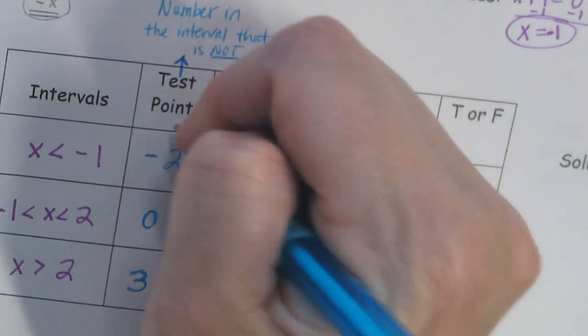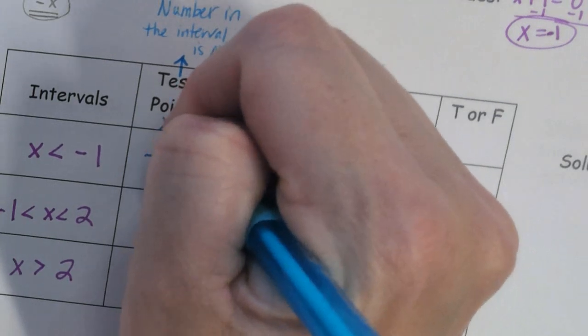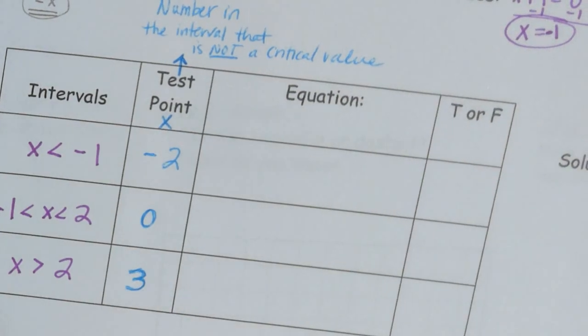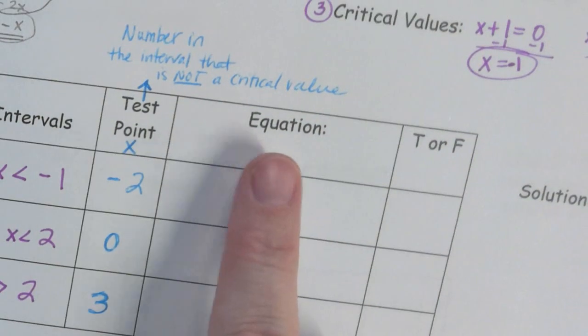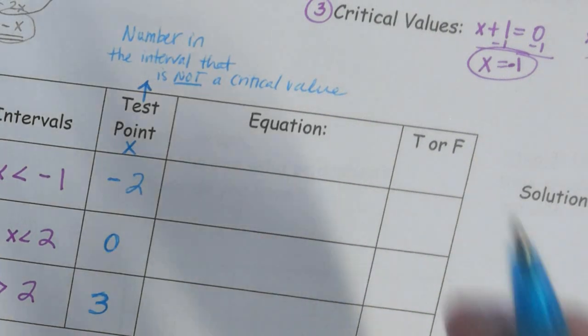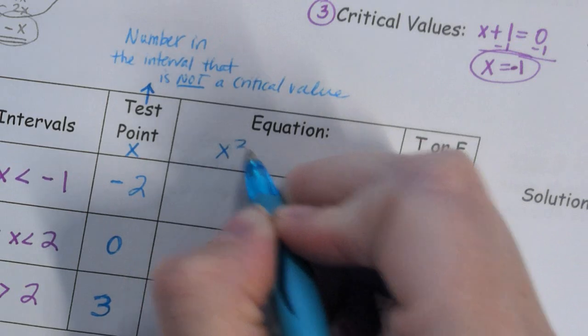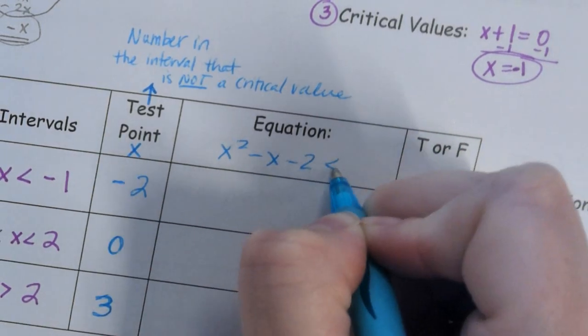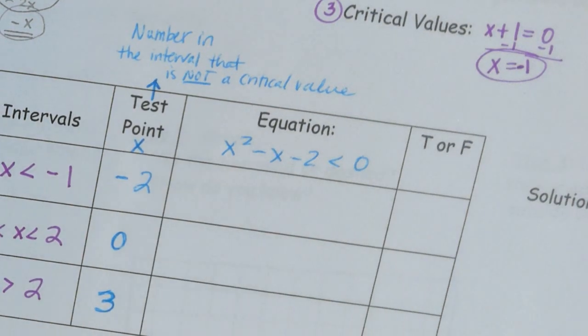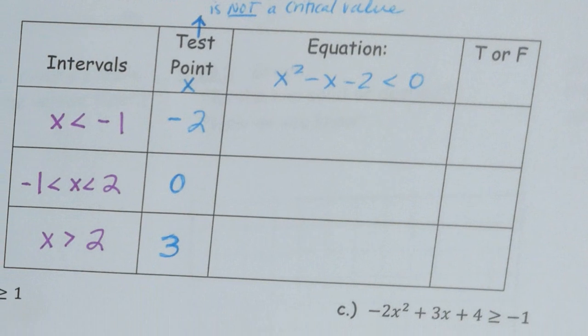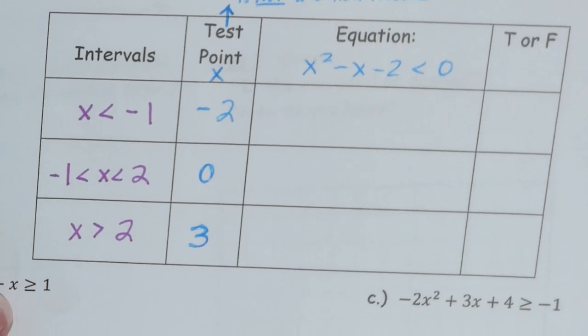And what I'm going to do now with the test point is plug it in for x. This says equation, but it's really your inequality. So this is x squared minus x minus 2 is less than 0. Just like what we did with the test point, we're going to plug that in, and then we're going to see if it's true or false.